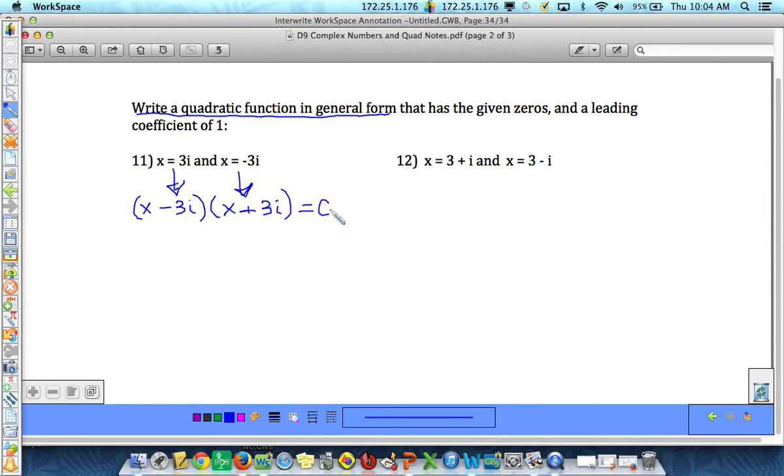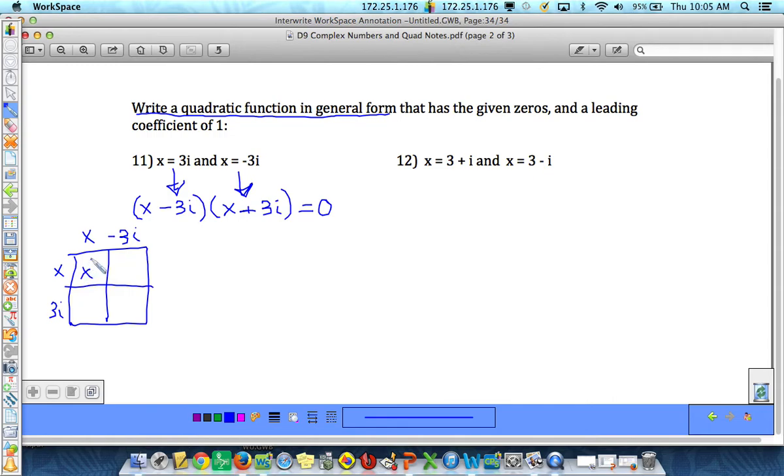So first, you're working backwards, so first write your equation in factored form. If I were to solve for x, these would be my zeros, right here and here. So if I want to write this equation in general form, I'm going to need to multiply these factors out. So I would make a box and write these terms out on the outside, x minus 3i times x plus 3i, and multiply them together.